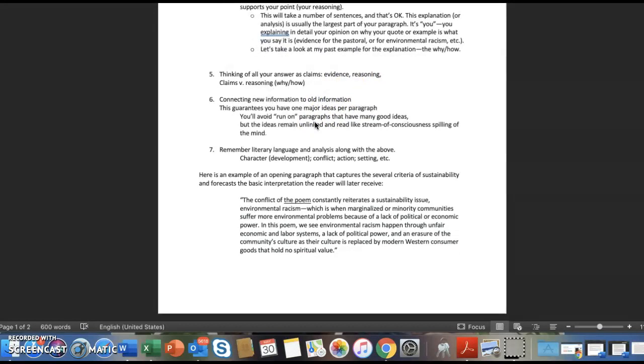And another one that just came up in the last example, connecting your new information back to your old information, your criteria. In that example, it was city and country. So always coming back to your topic sentence.